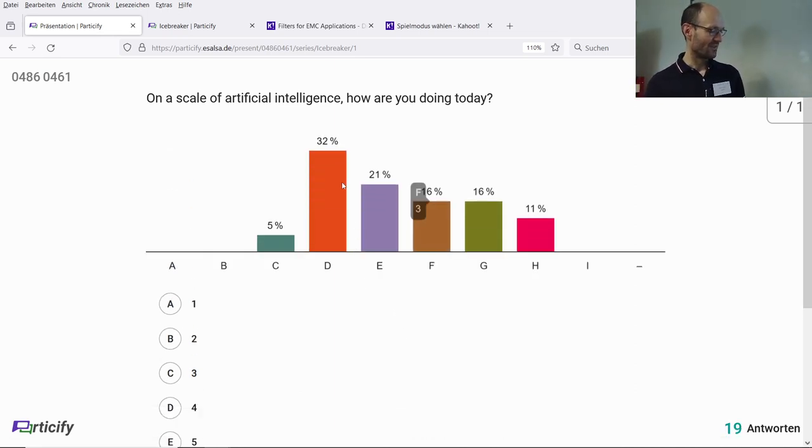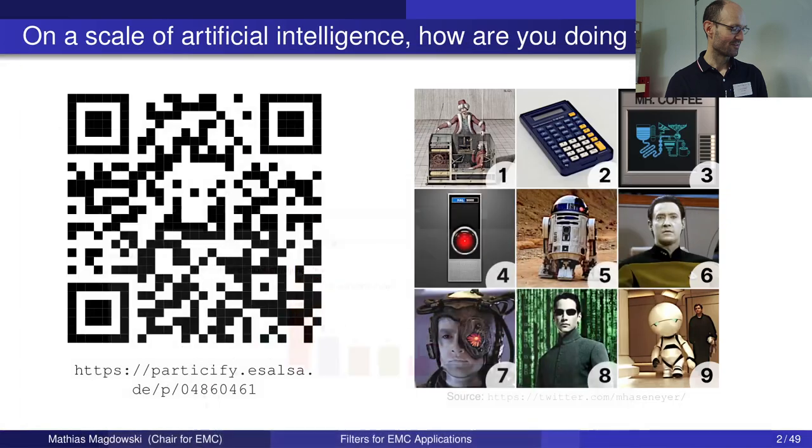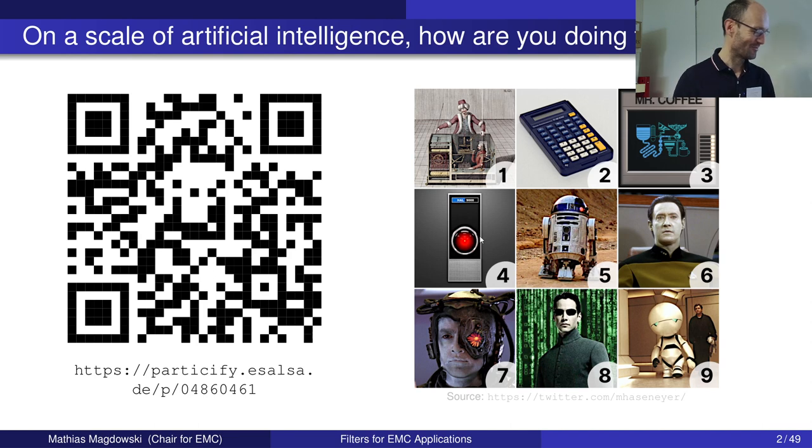So there's a favorite, there's a winner, and it's number 4. So it's Hell 9000 from the movie, the computer that would like to kill everyone at the end. Every human. Okay, so thanks for this.